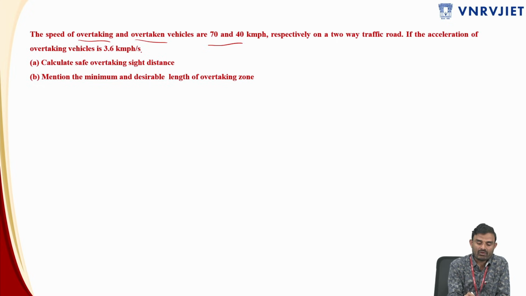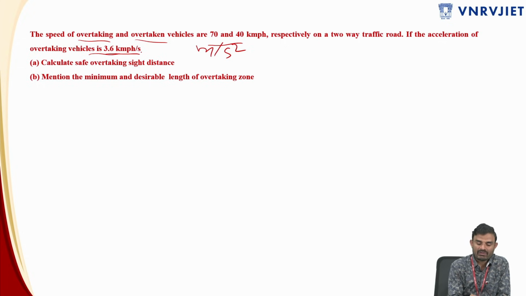If the acceleration of the overtaking vehicle is 3.6 kilometers per hour per second, here you have to look into that. The acceleration is given a bit differently. It is not given directly in meters per second square. The acceleration unit is meters per second square, but here the value is given as 3.6 kmph per second. If you convert kmph, it becomes speed, that is meters per second, and it will become meters per second square.